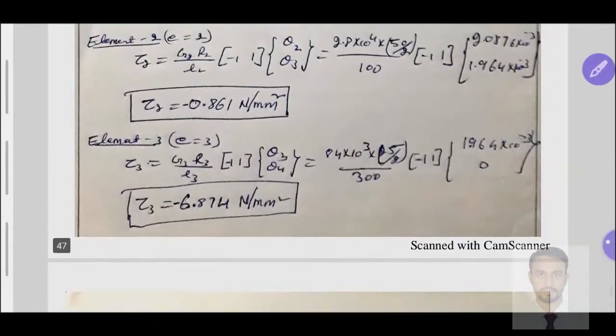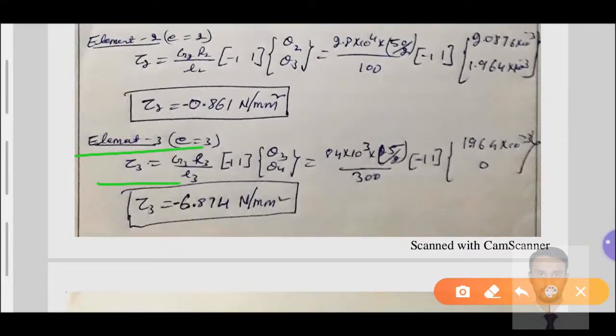Similarly, for element number 3, substitute all those values. L3 will change, then G3 will change, and R3 will change. We have here the radius of the steel, which equals 25 divided by 2.